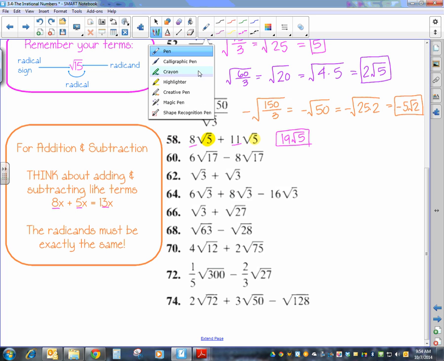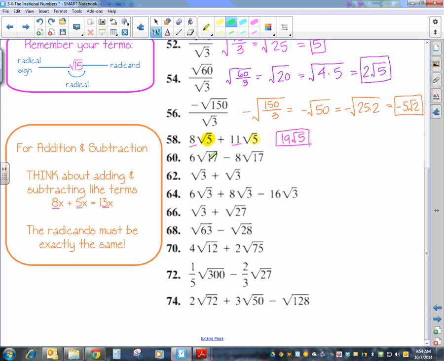Okay, so if I go to another one, all right, square root of 17, square root of 17. My radicands are exactly the same, so I'm going to combine the numbers on the outside. That is 6 minus 8, and 6 minus 8 is negative 2. And then I have this blob. Sometimes I refer to it as blob because that's a little easier to say than the square root of 17.